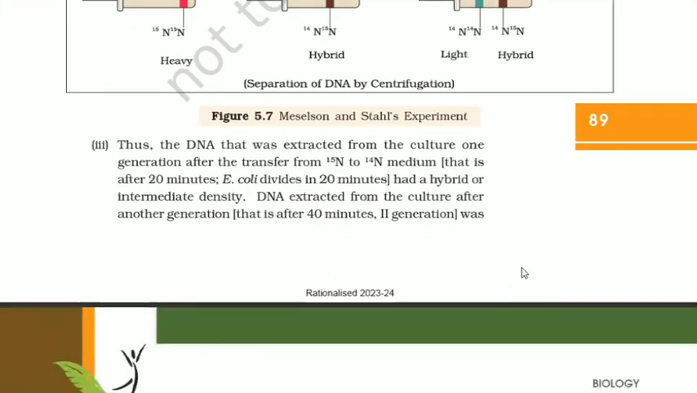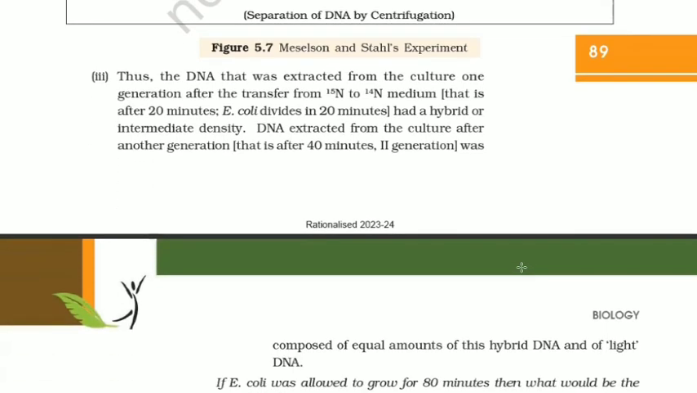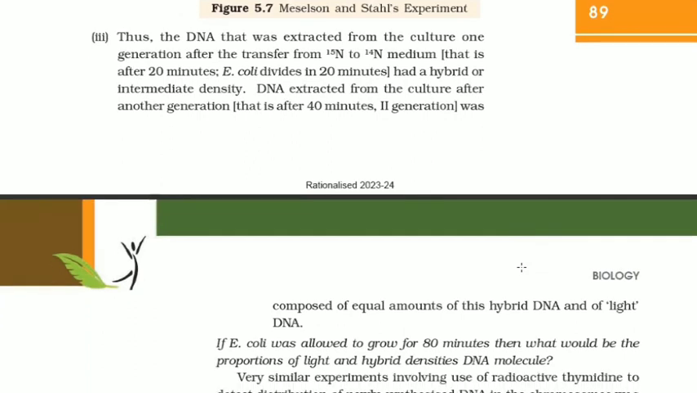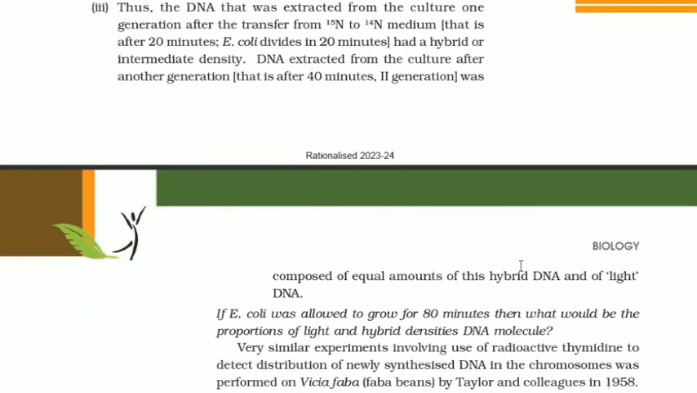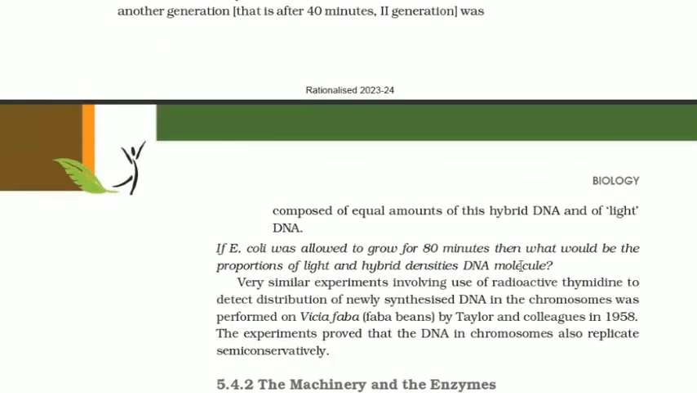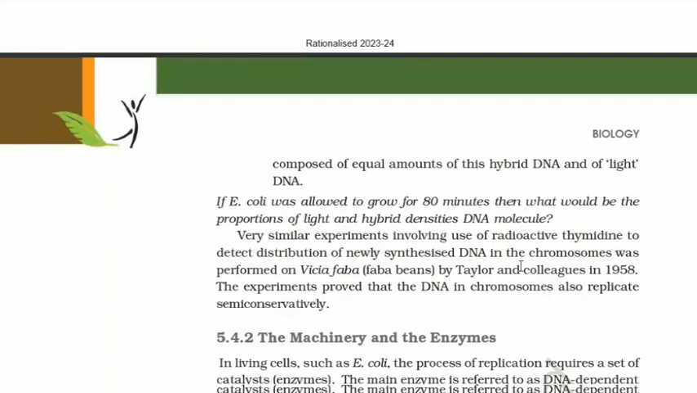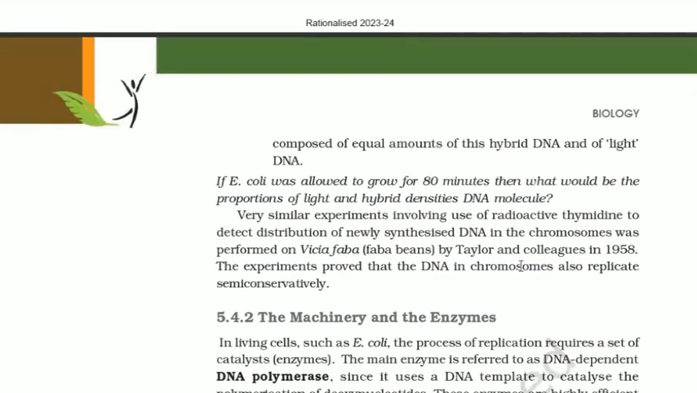This is the DNA that was extracted from the culture one generation after the transfer from N15 to N14 medium; it had a hybrid or intermediate density. DNA extracted from the culture after another generation was composed of equal amounts of this hybrid DNA and of light DNA.